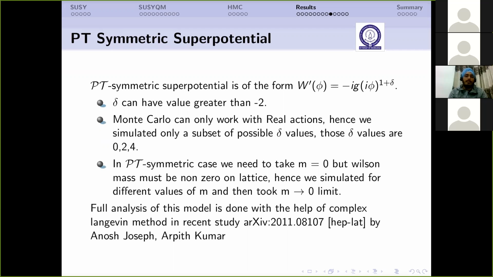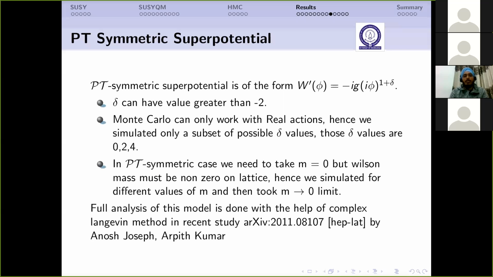In the case when the superpotential is actually real, the total action is also real. So we took values of delta like 0, 2, and 4, as we can only take values greater than minus 2. The rest of the values, if we take 6, 8, and 10, are going to give us similar sorts of results.